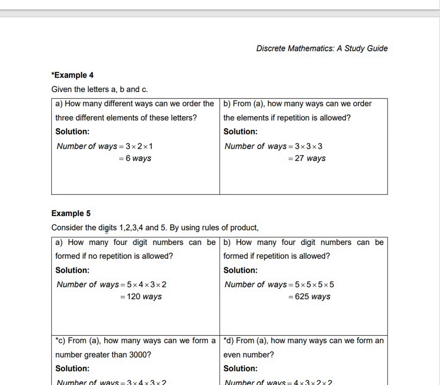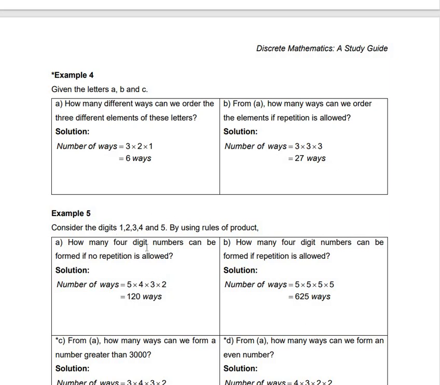Similarly, consider the digits 1, 2, 3, 4 and 5. By using the rules of products, how many 4 different numbers can be formed if no repetition is allowed? Okay, you dah ada berapa nombor? 1, 2, 3, 4, 5. 5 nombor yang you ada. You nak form 4 digits number. That's why tempat dekat sini ada 4 sahaja. 1, 2, 3, 4. 4 tempat means that for 4 digits number.